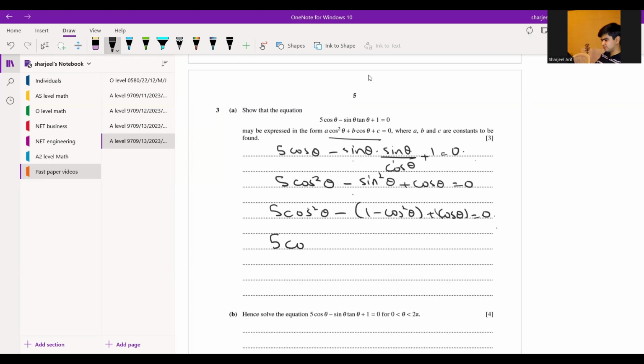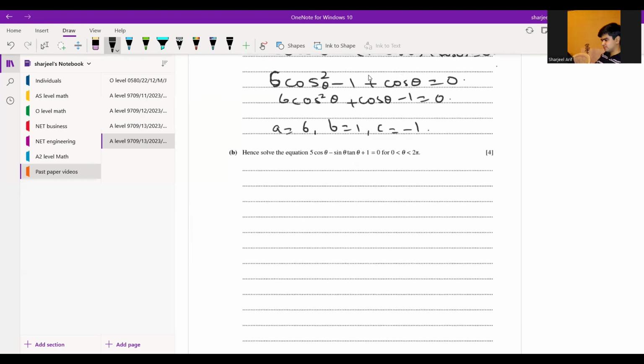So this will become 6 cos²θ - 1 + cos θ = 0. We will rearrange it to get this equation. We will have a equal to 6, b equal to 1, and c equal to -1. For part b, we will now factorize it. We have the simplified form 6 cos²θ + cos θ - 1 = 0.